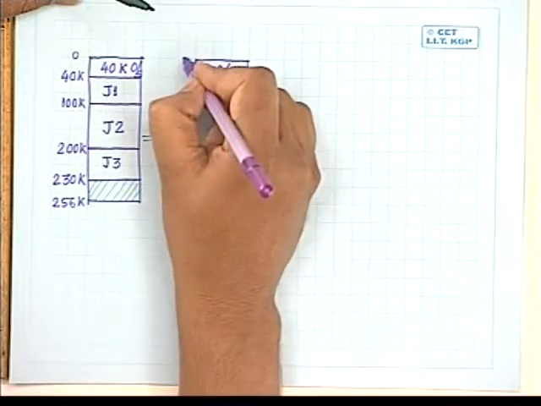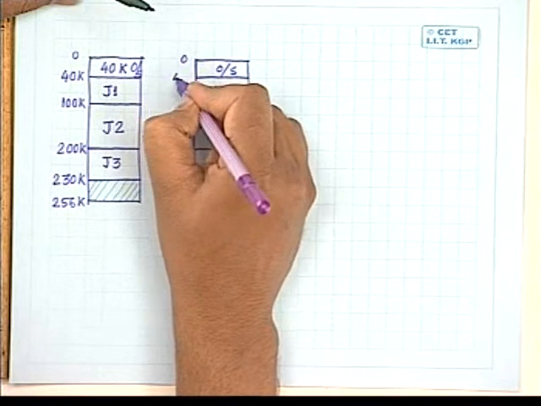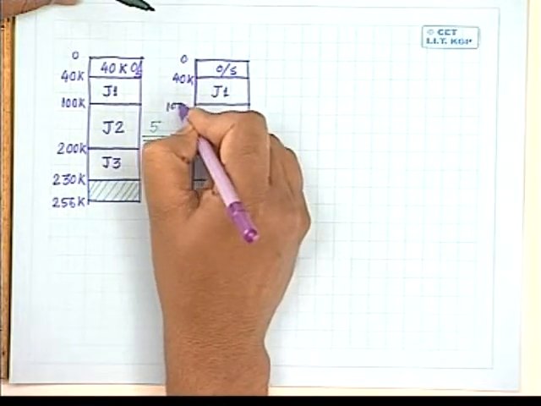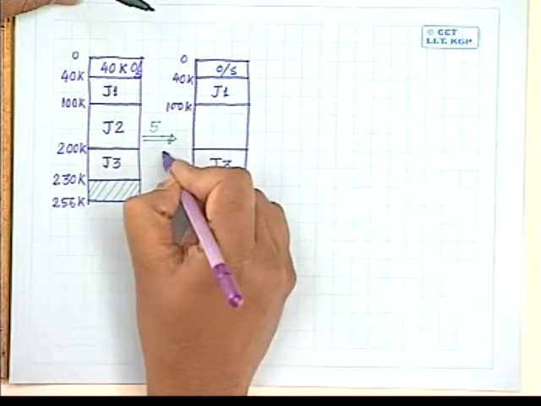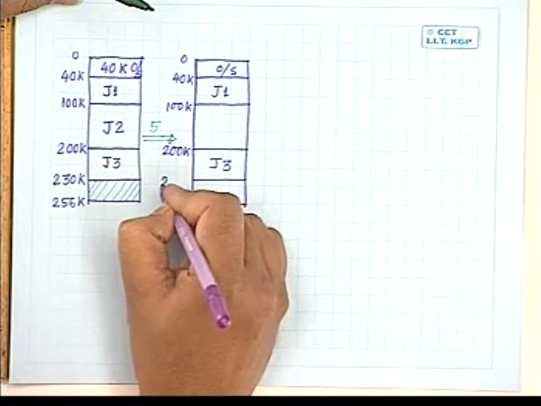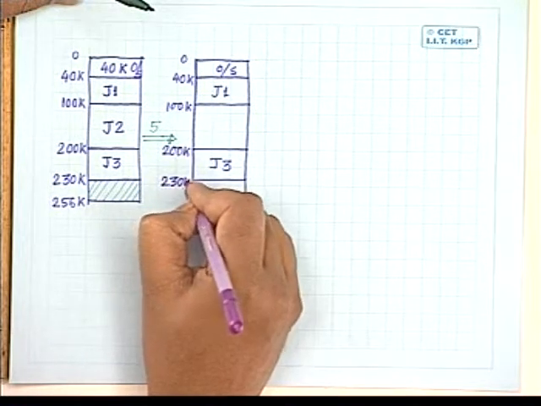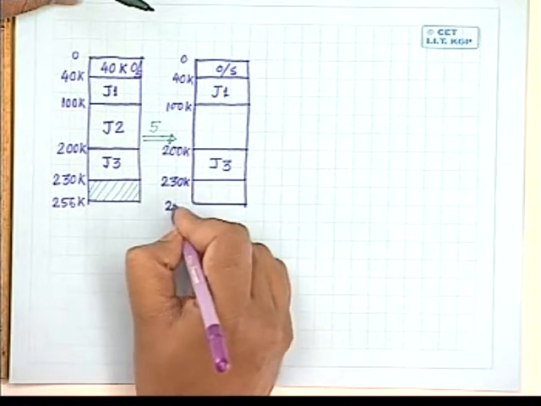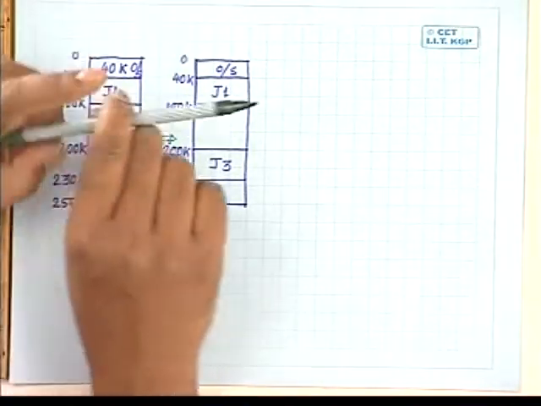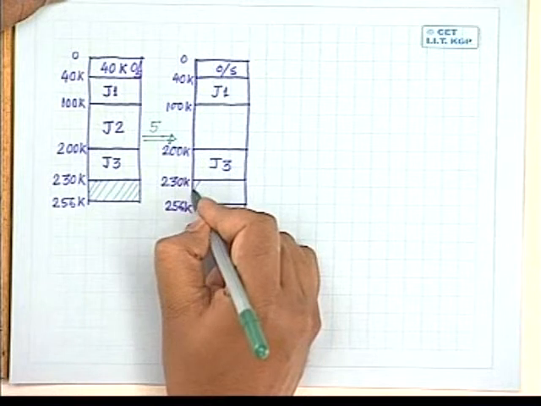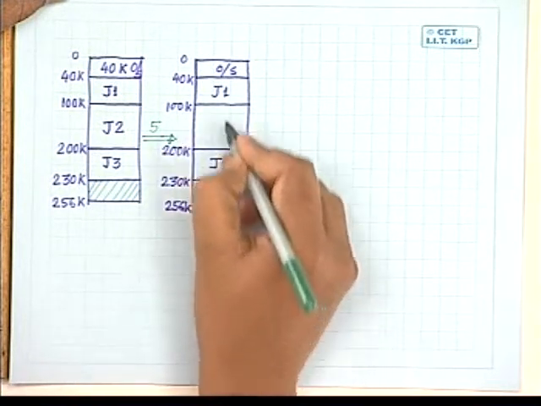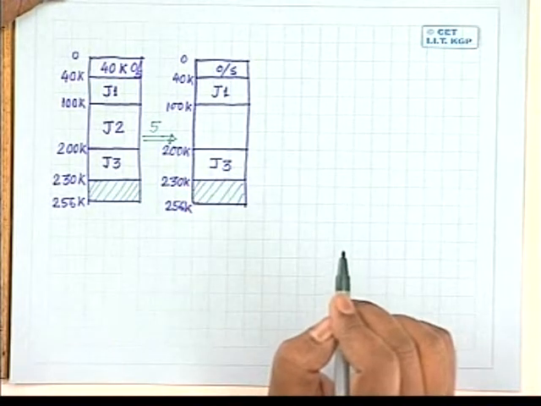Okay, so this is 0, this boundary is 40K, this boundary is 100K, here it is 200K, here it is 230K, and this is 256K. So I have these three partitions, here a 56K free partition, and here I have a 100K free partition. Okay.